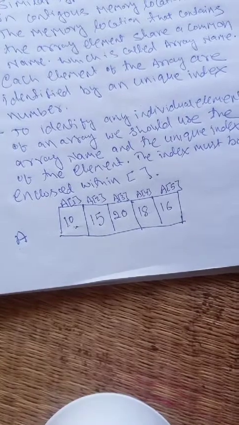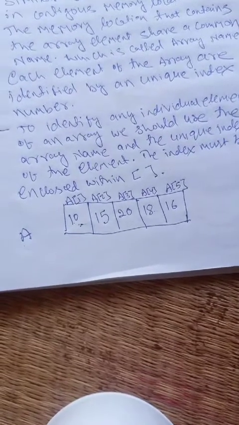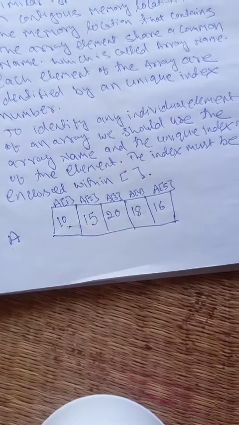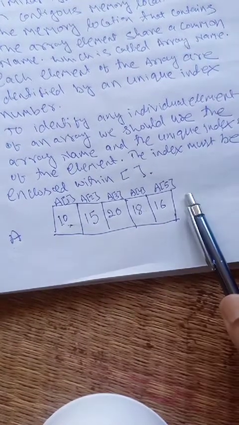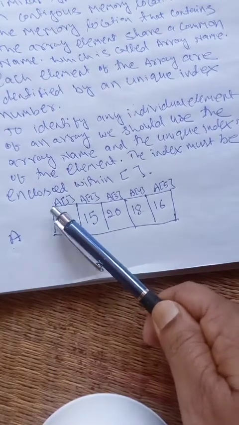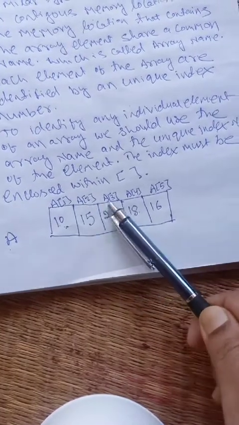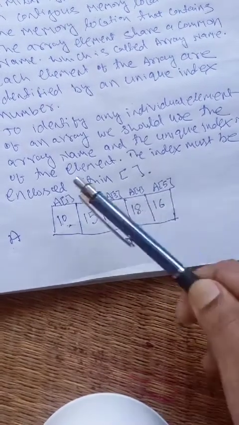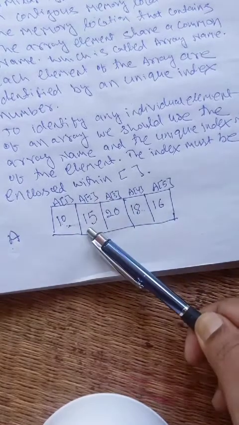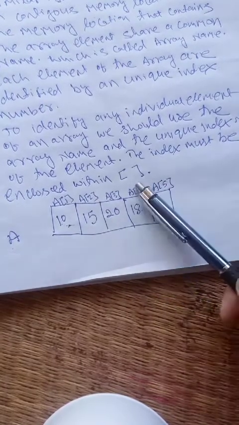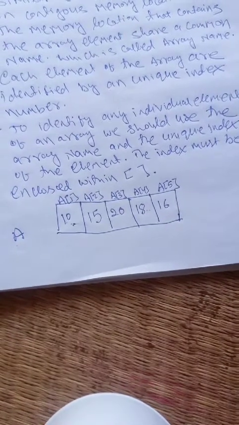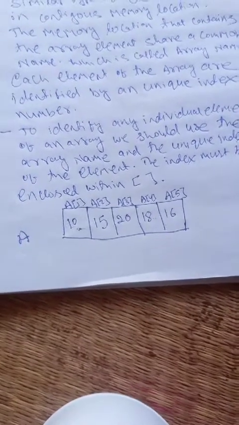So this is an array of size 5, meaning the array contains 5 elements. The index of the first element is 1, so we refer to A1, followed by A2, A3, A4, and A5. The element stored at A1 is 10, at A2 is 15, A3 is 20, A4 is 18, and A5 is 16. So guys, this is the basic concept of an array.